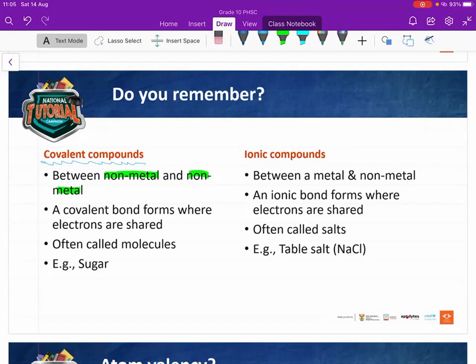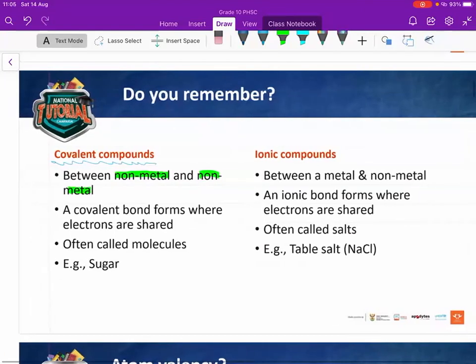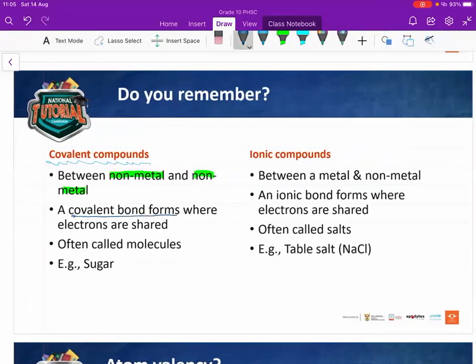So covalents are non-metal and non-metal. A covalent bond forms between non-metal atoms, and that is when we share electrons. We call covalent compounds molecules, generally speaking. A molecule like the water molecule is a covalent molecule because it's made from hydrogen and oxygen, which are non-metals. An example of a covalent compound would be sugar that you put in your tea.